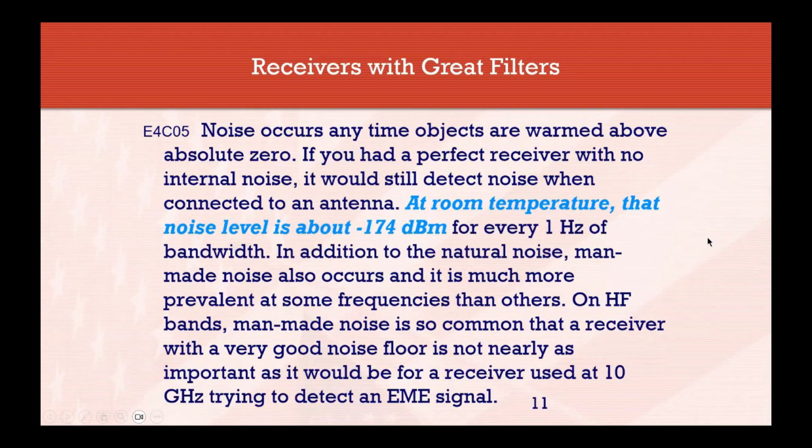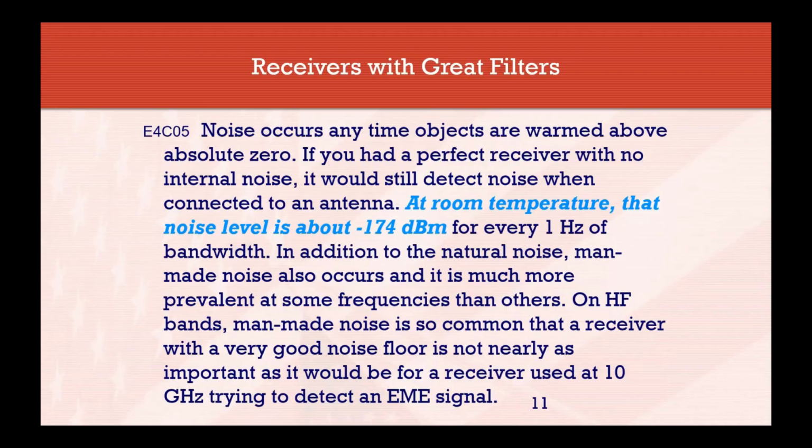Okay. At room temperature, a noise level of minus 174 dBm for 1 hertz of bandwidth is considered a theoretical minimum, the best noise floor that you can have on a receiver. Again, that's a theoretical number. It doesn't actually exist, but it's used for comparison in the various things that we do.